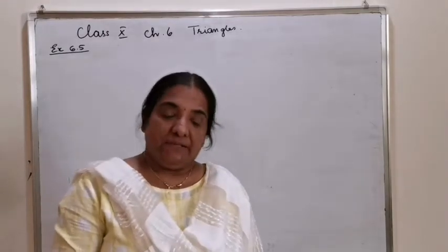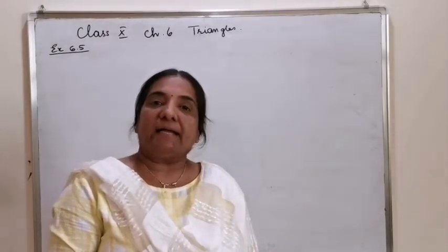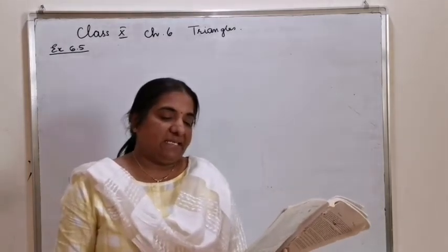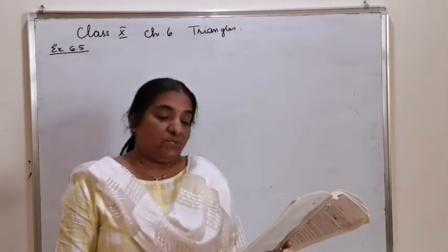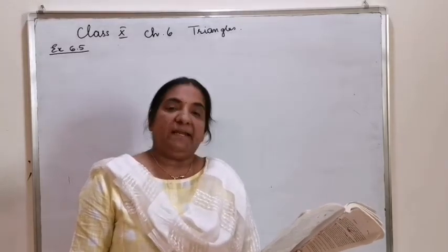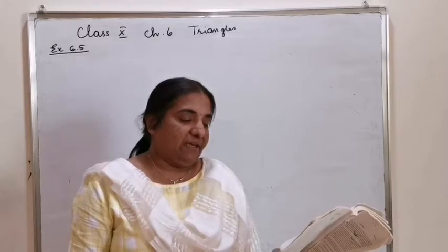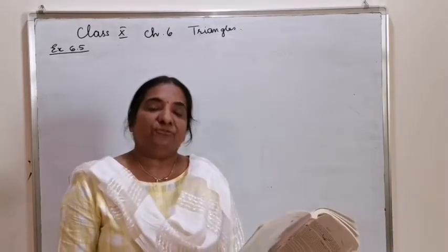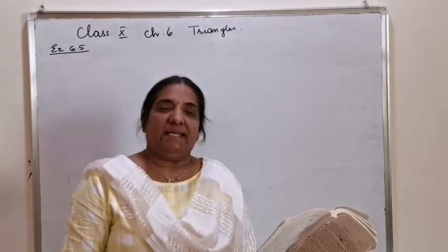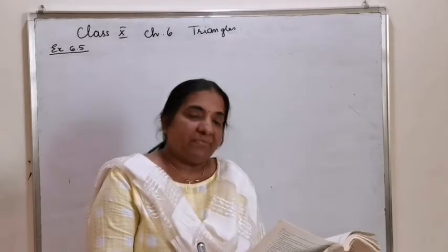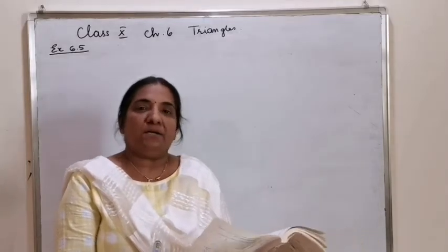Question number 15. In an equilateral triangle ABC, D is a point on side BC such that BD is 1/3 of BC. Prove that 9AD square is equal to 7AB square. This question can be asked as a direct 4-mark question. It is slightly lengthy, but if you understand the concept, it will be very simple. Can be asked as a direct 4-mark question.